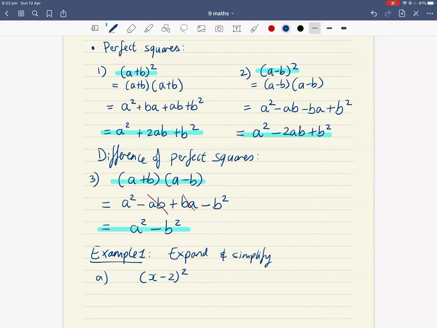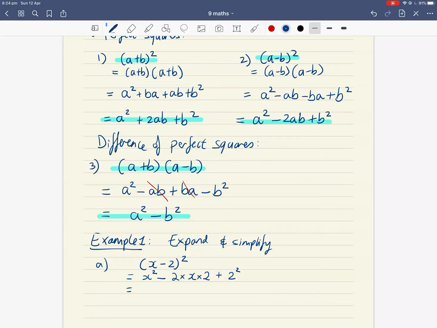Well, you see here that it's one bracket all squared, so it's a perfect square. We see inside that there's a minus sign, so it's pattern number 2. Matching up pattern number 2, my x is my a, my 2 is my b. So I can just jump straight to the pattern, which is if it's a minus b all squared, then I get a squared, so that's x squared, minus 2 lots of a, which is x, lots of b, which is 2, and then we add on b squared, which is 2 squared, so that gives us x squared minus 4x plus 4.